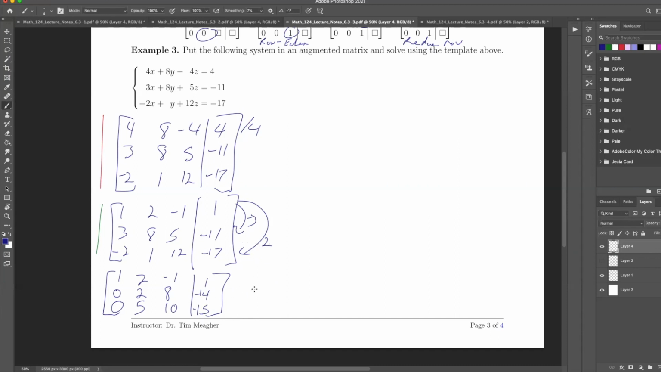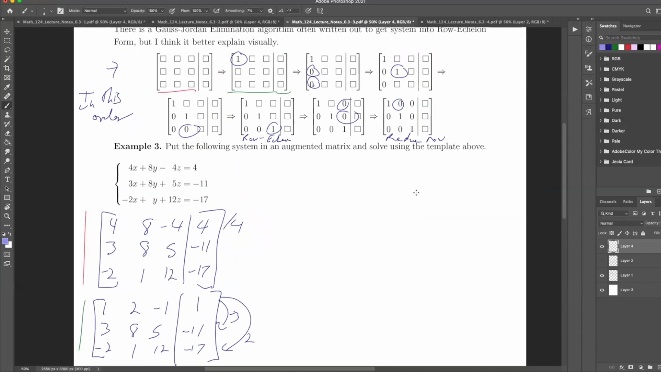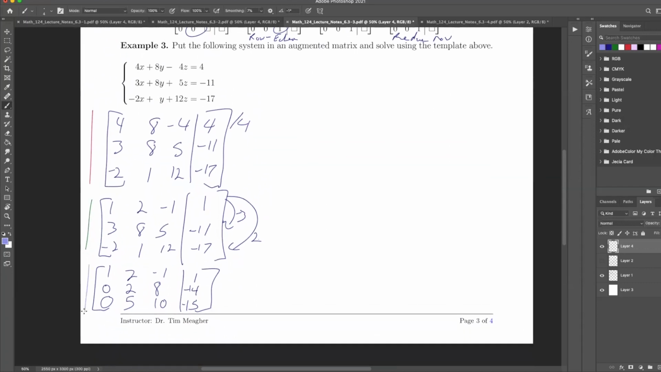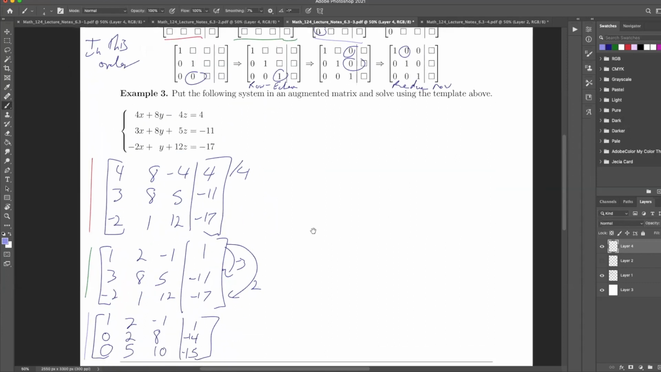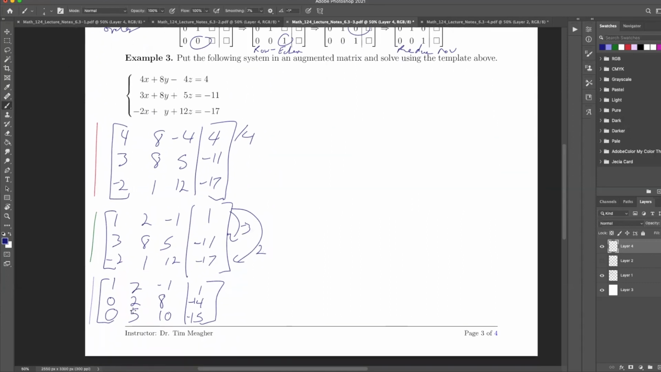All right, so where are we at now? Let's use the lavender color. So we're here on this step, right? Our next step is to get a 1 here. What's the easiest way to do that? Well, this divides nicely by 2, so let's just leave it and divide by 2. So we'll put this step up here. So I have 1, 2, minus 1, 1, 0, 1, 4, minus 7, 0, 5, 10, minus 15.